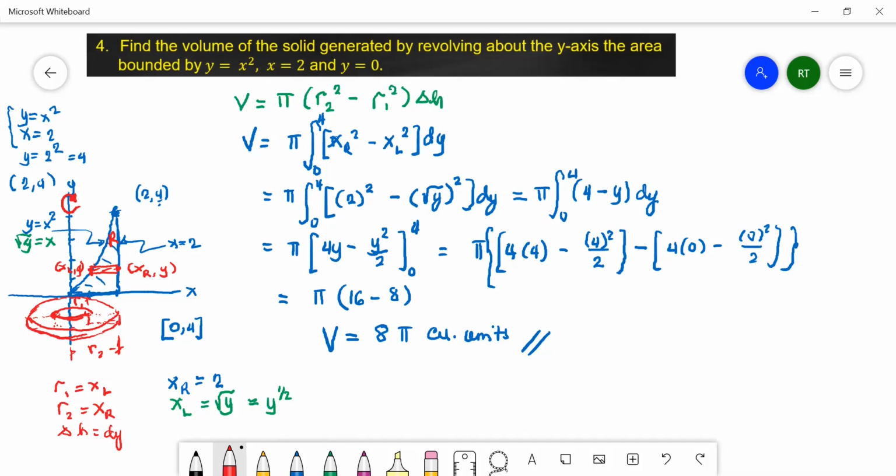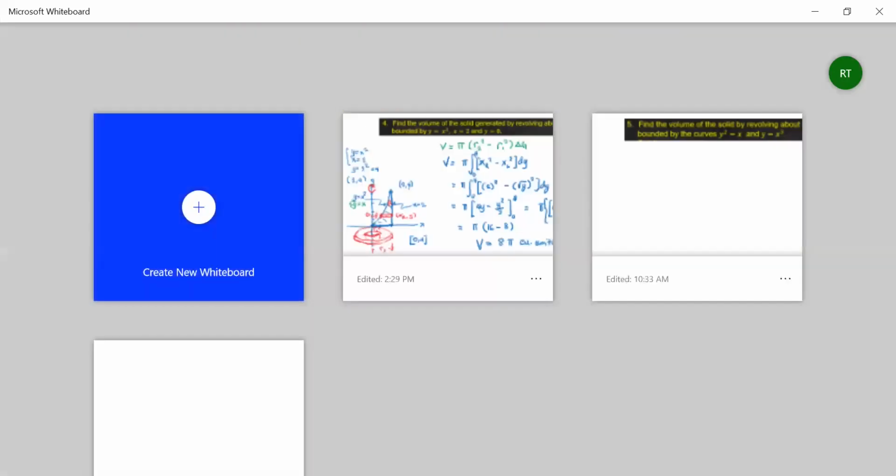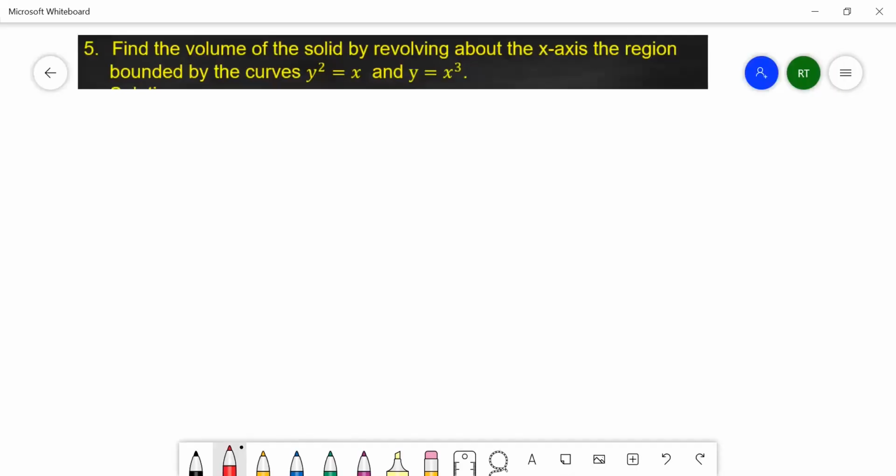Okay, so this time we're going to consider another example in which the region R is bounded by two curves. This time we will find the volume of the solid by revolving about the x-axis the region bounded by the curves y squared is equal to x and y is equal to x cubed. Of course, y squared is equal to x is a parabola opening to the right, and we have y is equal to x cubed, which is an odd function. It is symmetric with respect to the origin.